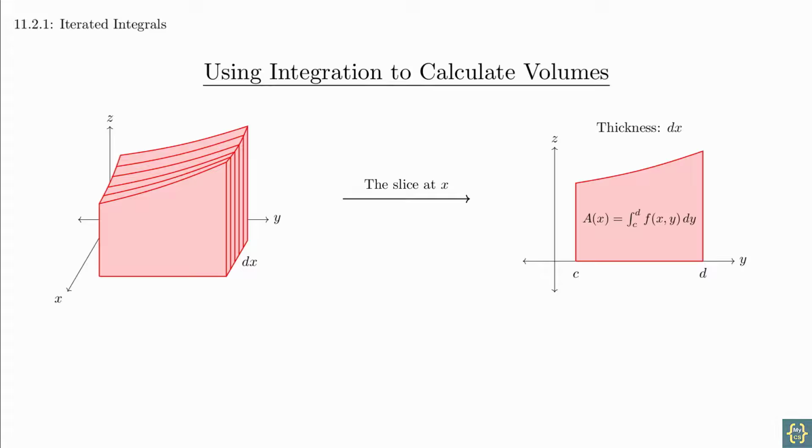Notice that the lower endpoint is c and the upper endpoint is d, so that we can express the area as an integral. This is a dy integral, which implies that x is some fixed value. This formula gives us the area of the cross-section, and then we get the volume of the thin slice by multiplying it by dx. To get the total volume, we need to add up all these individual volumes.